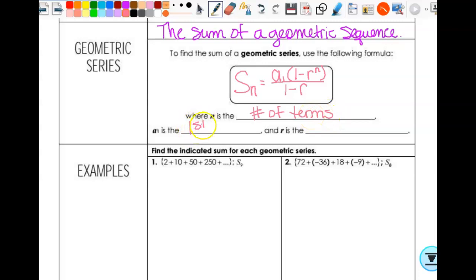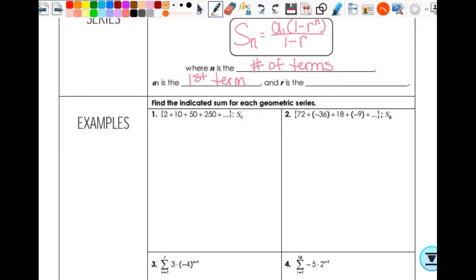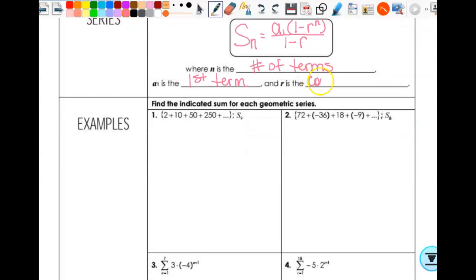So n is the number of terms. a1 is the first term, which is not always the first term in the sequence, but it's the first term you're using in your sum. Remember that. And r is the common ratio.